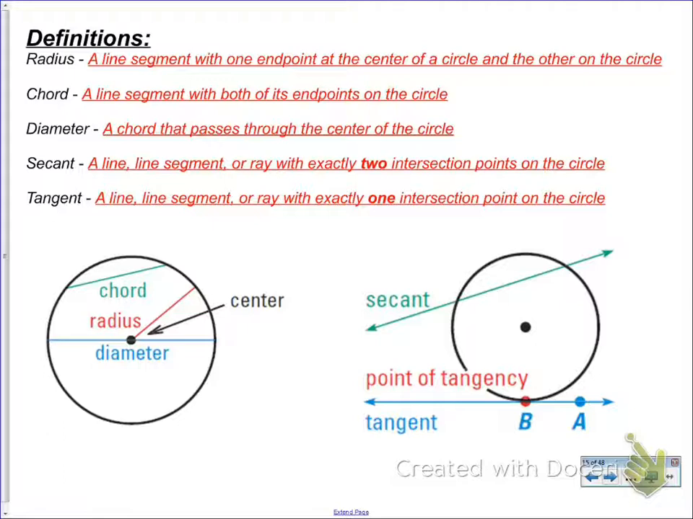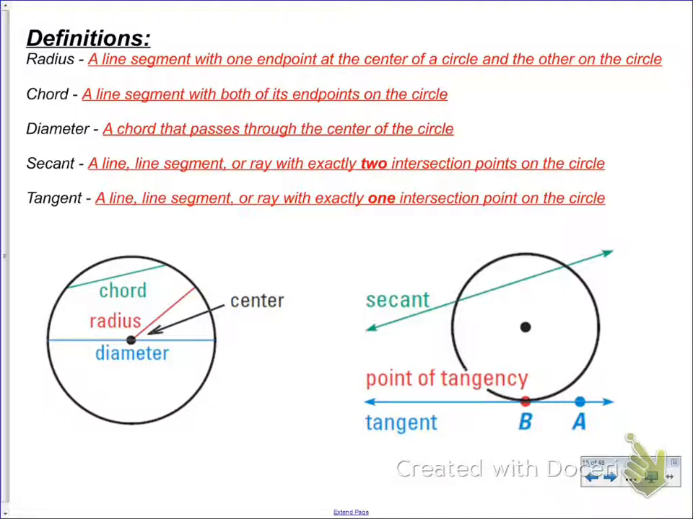All right, so our first vocab word is radius. We've dealt with radius and diameter. These are probably 2 that we should know previously. Radius is a line segment with one endpoint at the center of the circle and one endpoint on the circle. So this is an example of what a radius would look like.